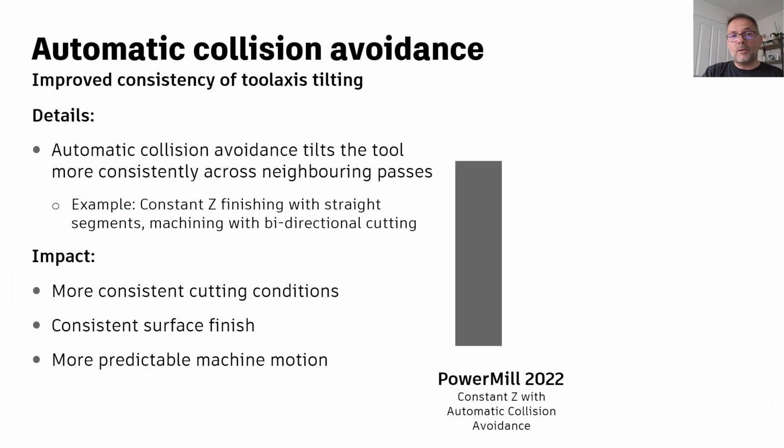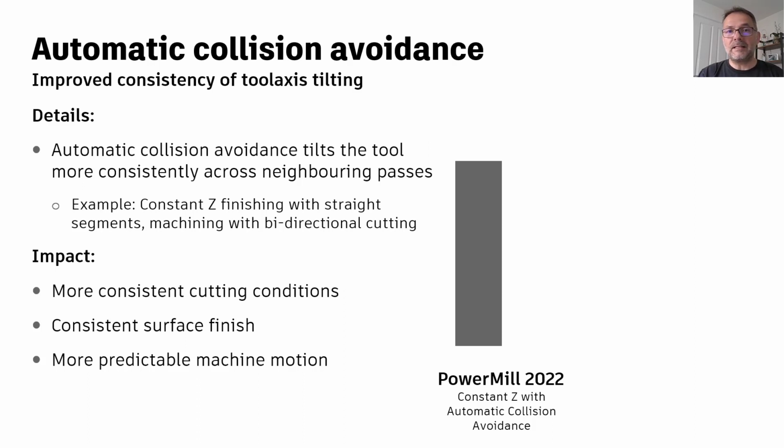Now, the next feature I want to talk about is an enhancement that we've put into our automatic collision avoidance, and specifically that we've improved the consistency of our tool axis tilting. Now, in order for me to help explain this, I'm going to use a simple example on the right-hand side of my screen. And here we're using constant Z machining to machine the vertical sidewall of this feature.